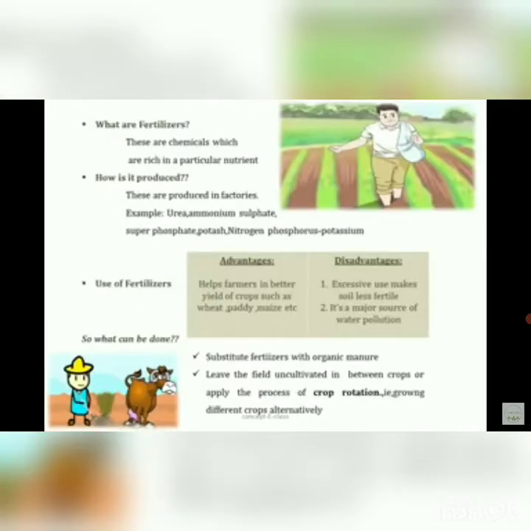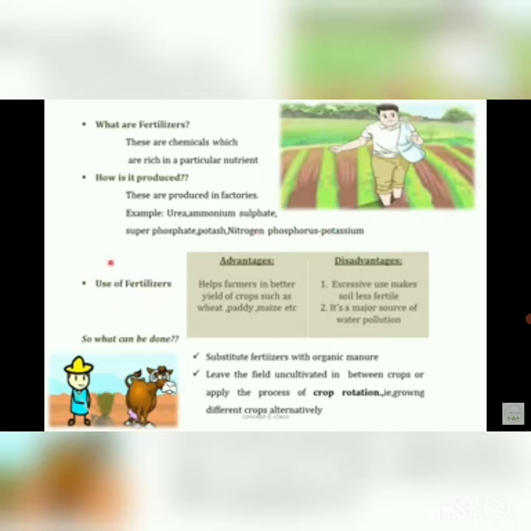So what are fertilizers? These are chemicals which are rich in a particular nutrient. These are called fertilizers, and how are they produced? These are produced in factories. Examples: urea, ammonium sulfate, superphosphate, potash, nitrogen, phosphorus, potassium, and so on.